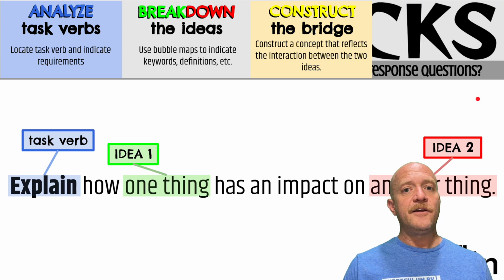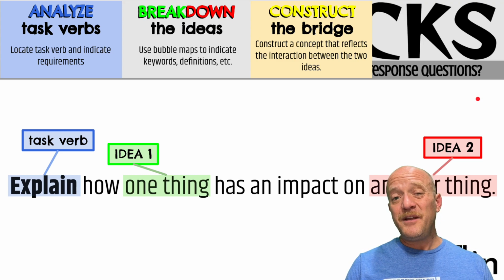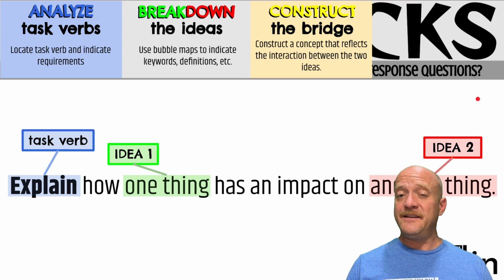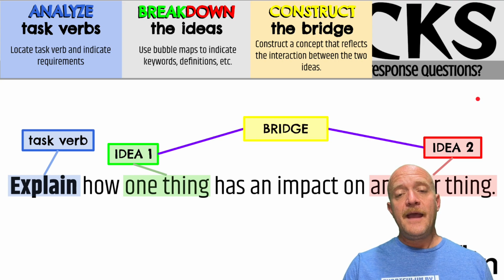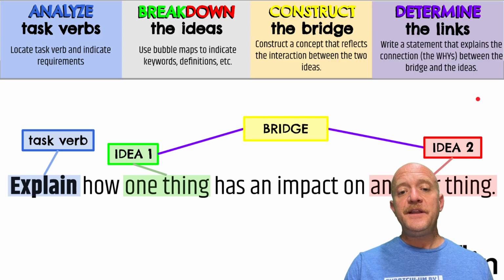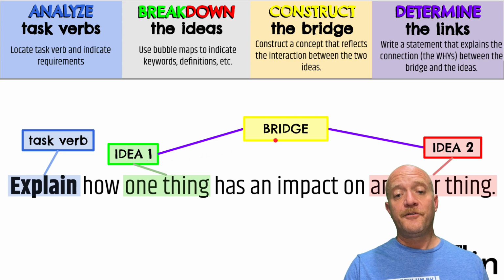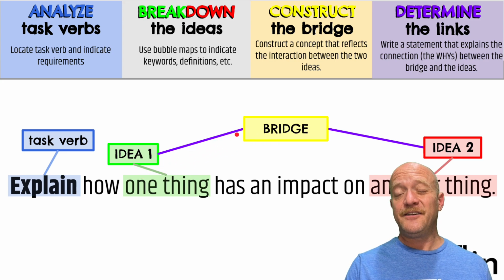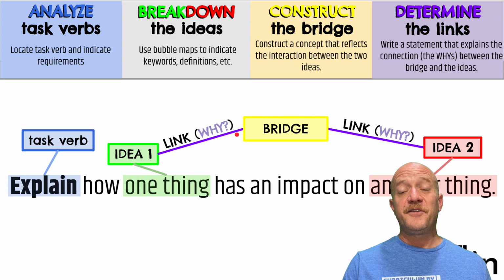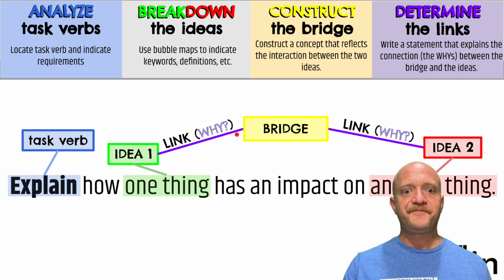Then C, you're going to construct a bridge. You're going to make a brief explanation that connects idea 1 and idea 2. And then finally, D, you're going to determine the links. You need to explain this, and I like to tell my students to dumb it down. Tell me like I'm a 5-year-old. You really need to go into much greater detail than you think. So these are the whys. The links are explaining why, how, or because.